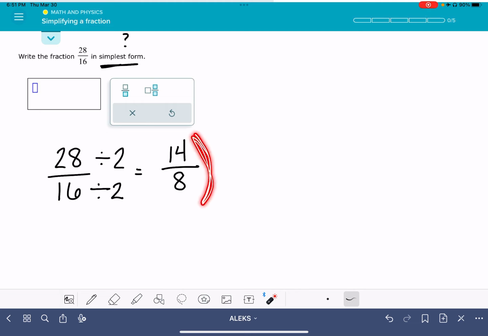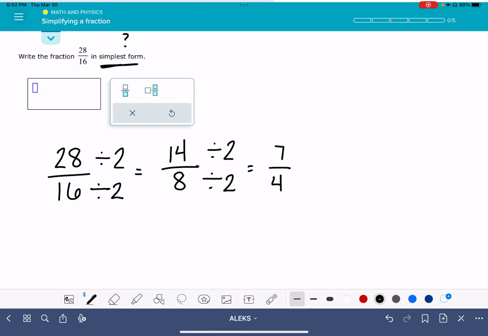This is not the simplest form because we are able to continue to simplify 14 and 8. They're even numbers, so we can divide both of them by 2 again. And that simplifies down to 7 over 4. Now that is as simple as this fraction is going to get, 7 over 4. That is the answer to this question.